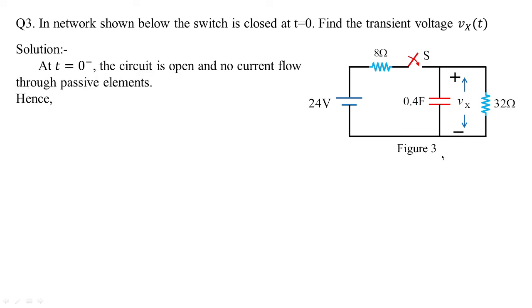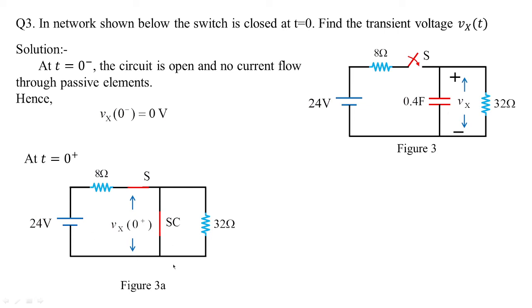Let us see how. Naturally, when the switch is open, no current is flowing through the passive elements, that is true. So Vx of 0 minus is 0 volts, that is understood. At t equal to 0 plus, what happens? As soon as the switch is closed, as I told, the capacitor initially behaves as a short circuit. So this is how the circuit will look.